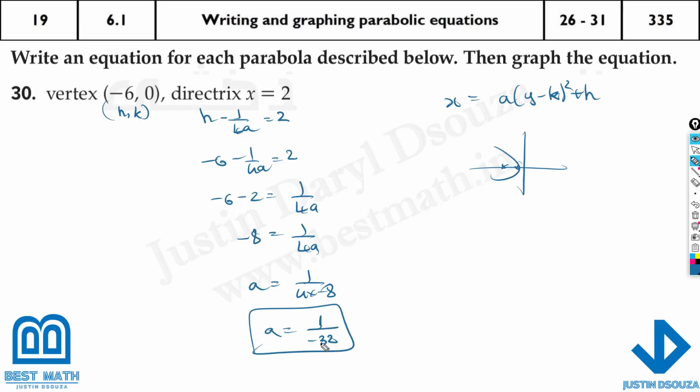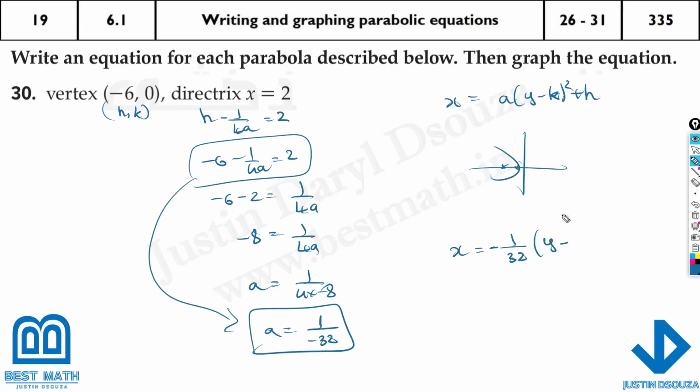1 by negative 32. You can just put this entire thing in the calculator and still you will get the same answer, and you can skip it. No problem at all. After this, we'll substitute in this formula. A value is 1 by 32, negative. It's minus y. What is k value? Here it's 0. The whole square plus. What is h value? It's minus 6. And we can just simplify minus 1 by 32, y power 2, minus 6. That is the equation, and it starts with x.